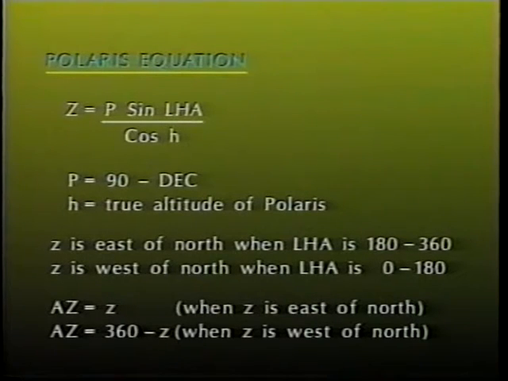It works for Polaris because Polaris is so close to the North Pole, less than a degree. In the equation, h is needed. If h is not given, you would be better off using the hour angle equation because the time it would take to compute h would be more time than just working the hour angle equation. The computed azimuth using the Polaris equation is small, either east or west of north. It is east of north when the LHA is between 180 and 360. It is west of north when LHA is between 0 and 180. When it is west of north and the azimuth is reckoned from north in a clockwise direction, it must be subtracted from 360.